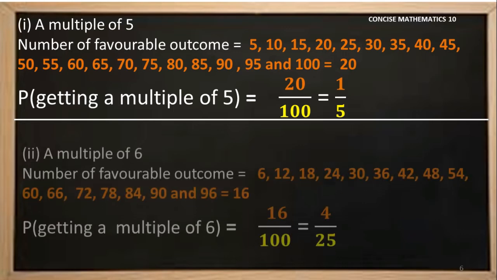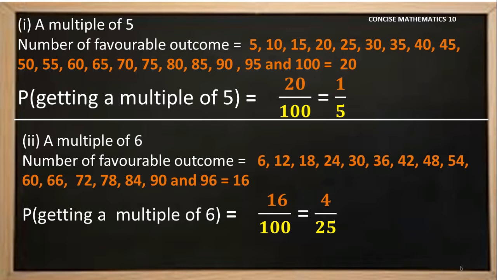The next concept is a multiple of 6. All the 6 times table up to 100. So it is 6, 12, 18, 24, 30, 36, 42, 48 and so on and the last value is 96. Hence for a multiple of 6, there are how many favorable outcomes, children? If you count, you can note down there are 16 favorable outcomes. Hence the probability will be equal to 16 by 100, hence it is 4 by 25.